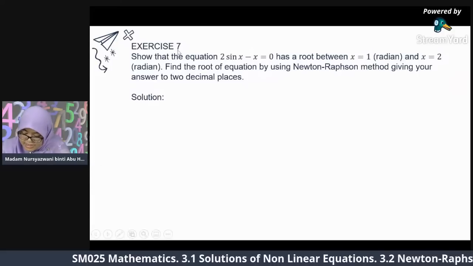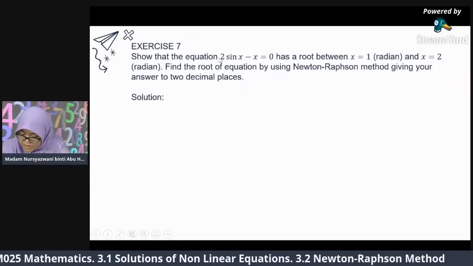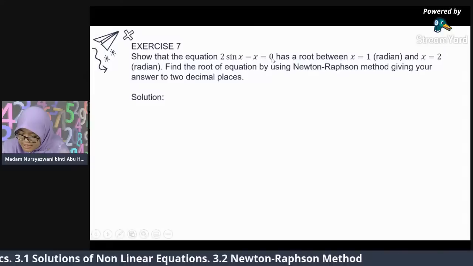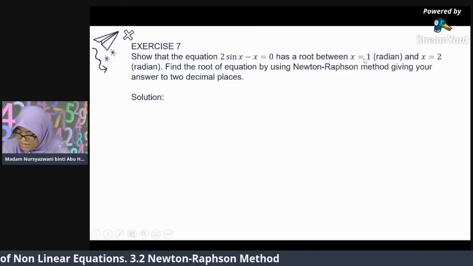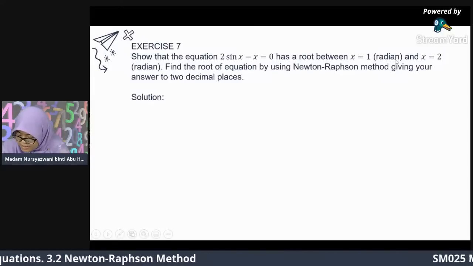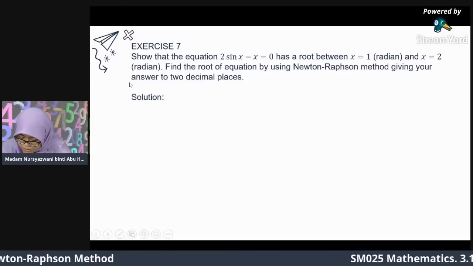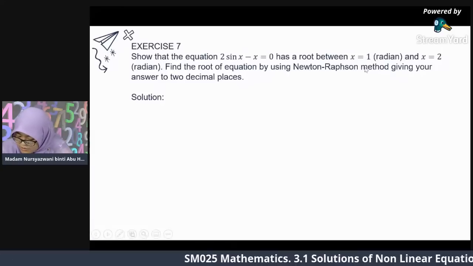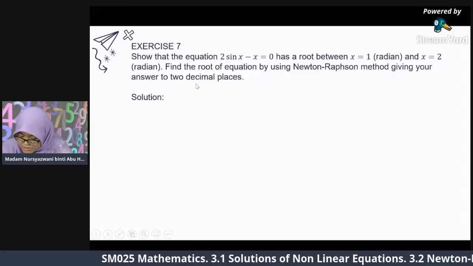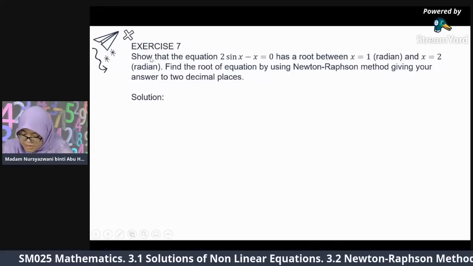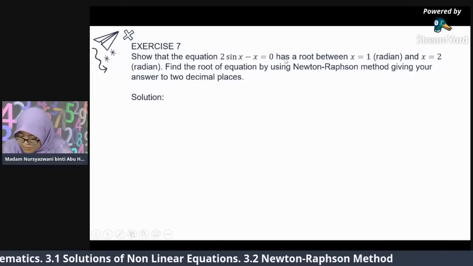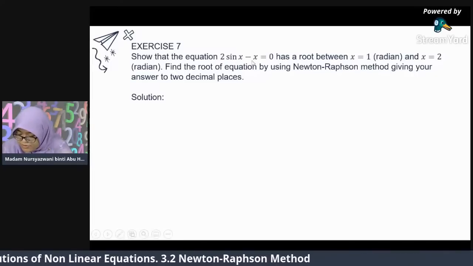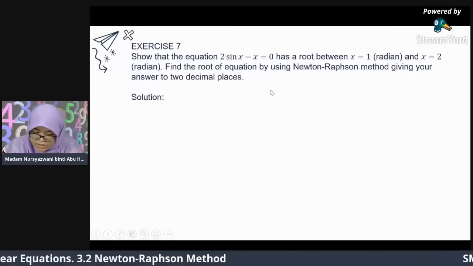Okay, exercise 7. Show that the equation 2 sin x minus x equal to 0 has a root between x equal to 1 in radian and x equal to 2 in radian. Find the root of equation by using Newton-Raphson method, giving your answer to 2 decimal places. Okay, soalan pertama dia minta awak tunjukkan persamaan ni ada root ke tak di antara 1 and 2.